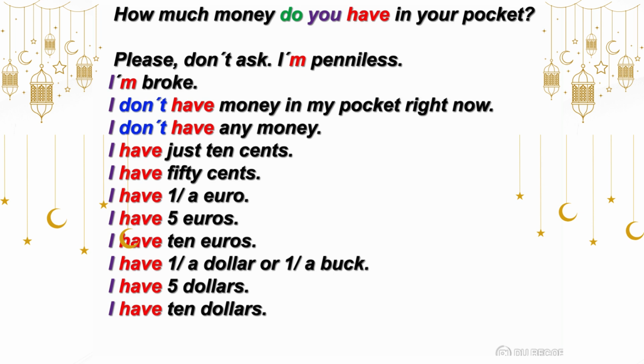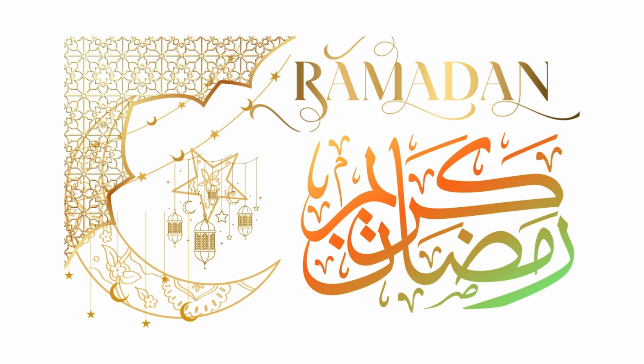Another person may say, I have just 10 cents, or I have 50 cents, or I have 1 euro, or I have a euro. I have 5 euros. I have 10 euros. I have $1, or I have a dollar, or I have 1 buck, or I have a buck. Buck means dollar. I have $5. I have $10.